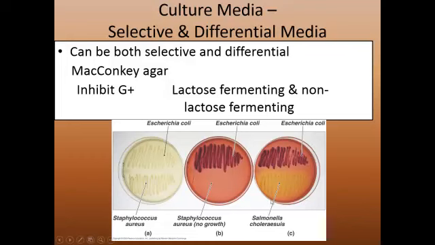Now, over here, we've streaked two gram-negative bacteria, E. coli and Salmonella, and you can see that there's a difference in the media by how the media behaves when they grow on it. So it's selective, selects against gram-positive, and it's differential. We can tell the difference between these two organisms.